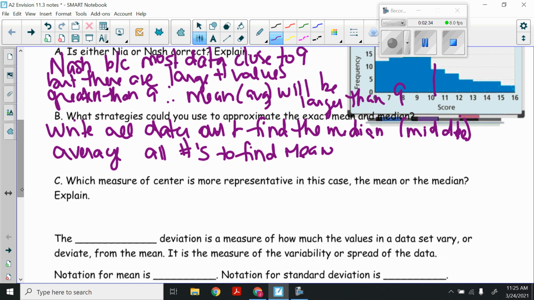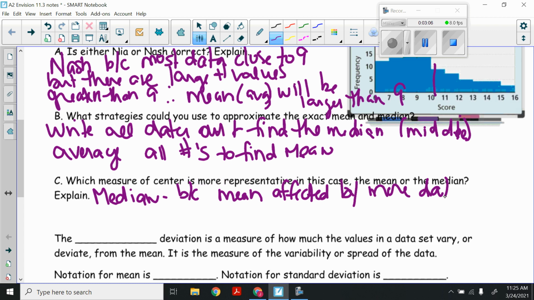And then part C, which measure of center is more representative in this case, the mean or the median, okay, and explain. We look at, we have a lot of the data being stretched out to the right, and so the median is going to be more representative because the mean is affected by more data being stretched out to the right.